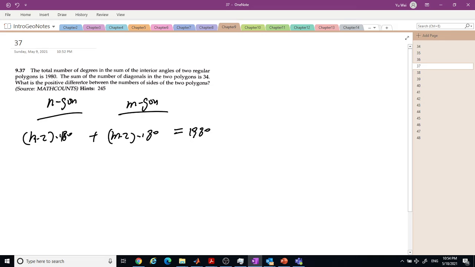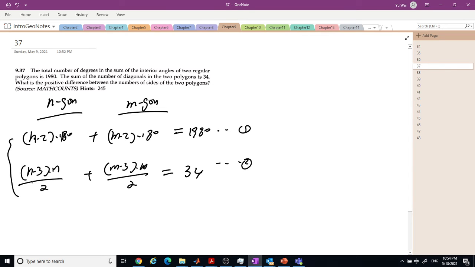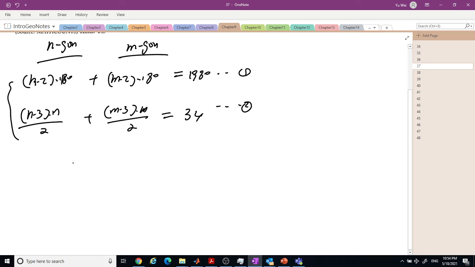This is the first one. And the sum of the number of diagonals: we know the number of diagonals is n times (n minus 3) over 2 plus m times (m minus 3) over 2, which is equal to 34. So now let's do equation 1 and equation 2. Let's simplify these two equations a little bit. Then we have m plus n equal to 1980 divided by 180 plus 4, which is 15.